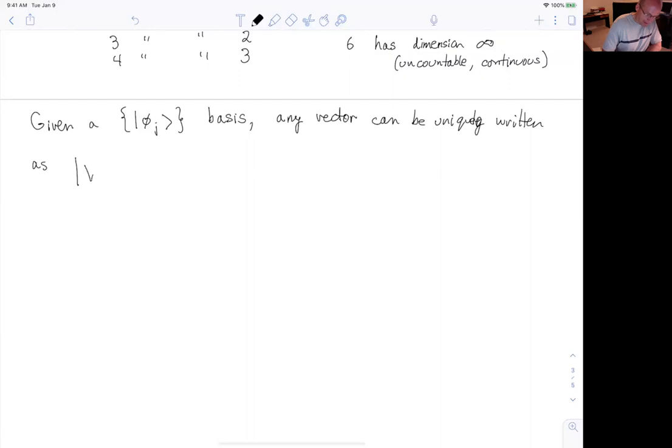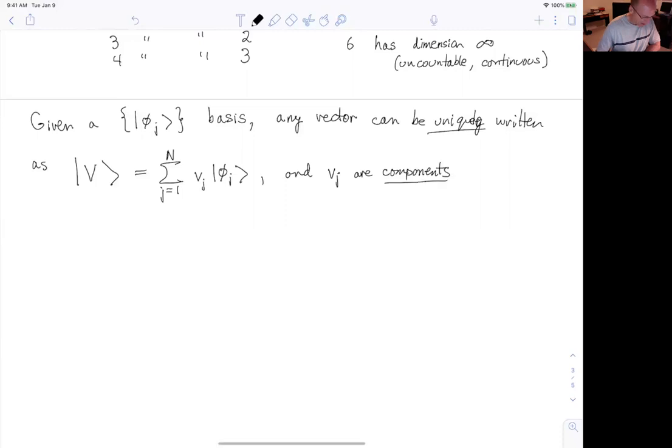And so let's say I have a vector v, I can write it as a sum from j equals 1 up to n. I'm going to pretend for the moment that the vector space has a finite dimension n. Of some complex numbers, I'm going to call little v sub j, times my basis elements, phi sub j. Uniquely means that the v sub j are unique numbers. Once I've decided on my basis and I've decided on my vector v, that decides what the v sub j are. These are called the components of the vector v in that basis.